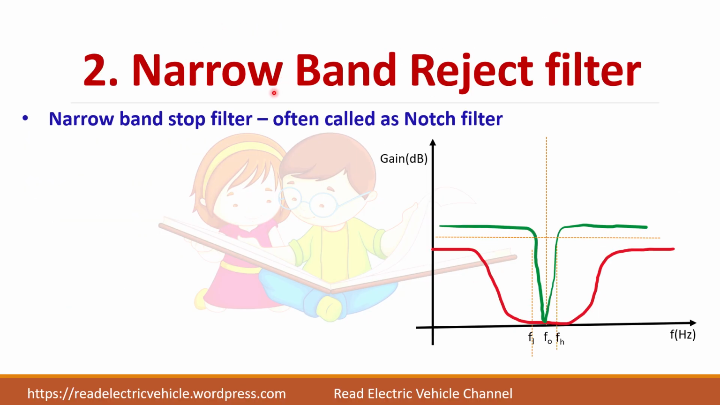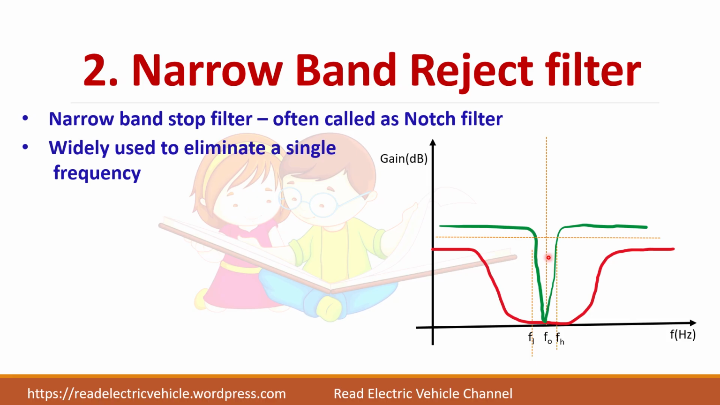Next we will see about the narrow band reject filter. You can see here the green color response looks like a notch. So the narrow band stop filter is often called a notch filter. It is mainly used to eliminate a single frequency. For example, if a particular frequency is appearing in your signal, only that particular frequency can be eliminated from your input.